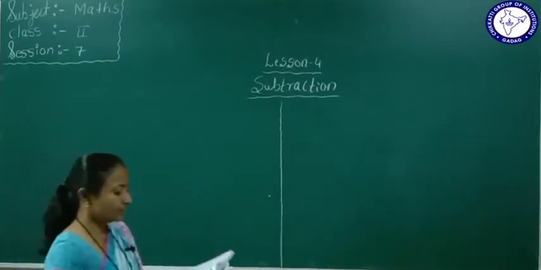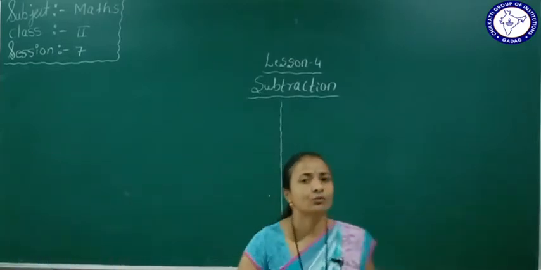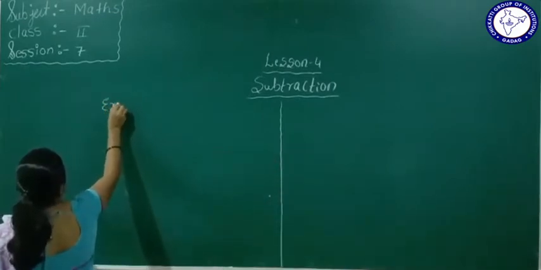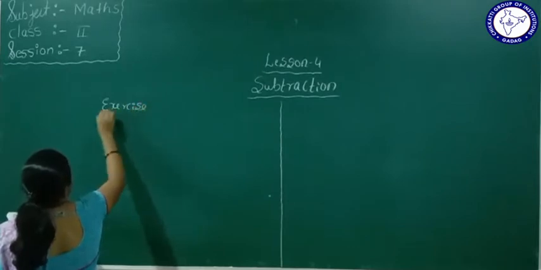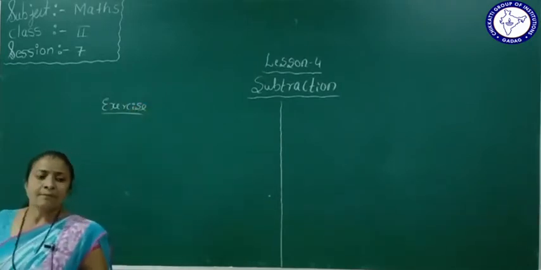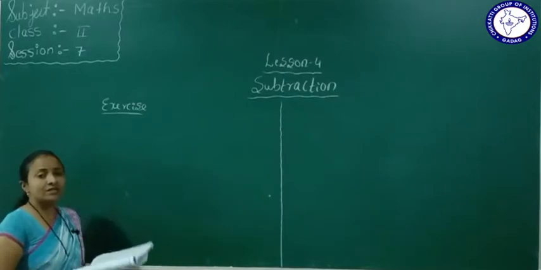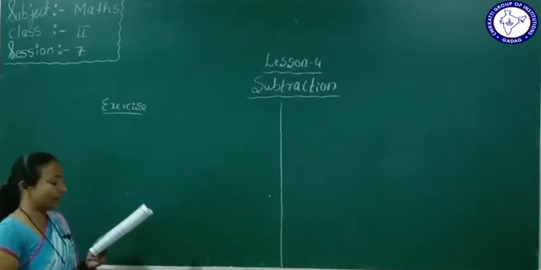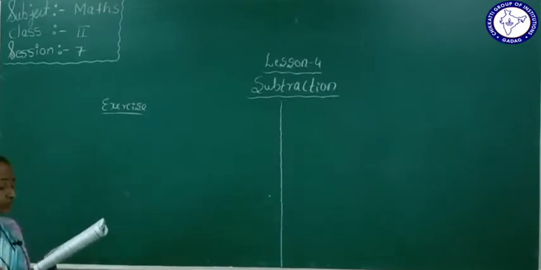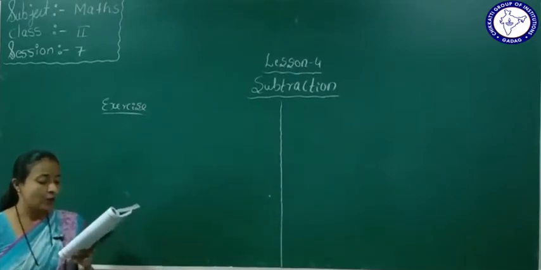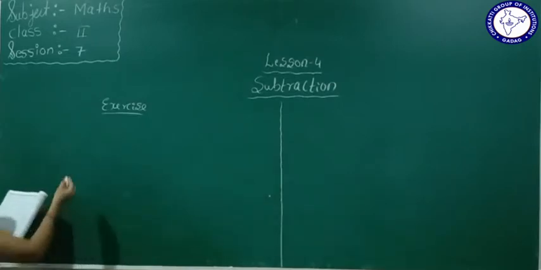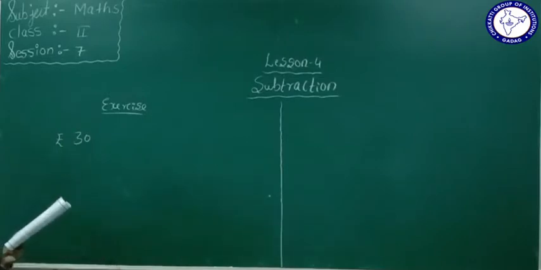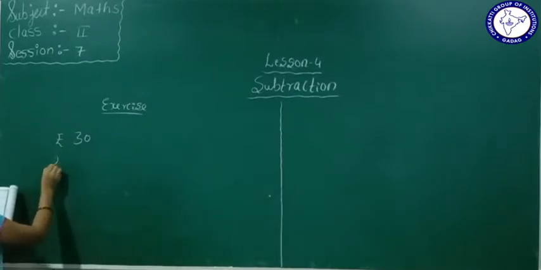It is given here: Mahesh had rupees 30. This is the exercise. Mahesh had rupees 30. If he spends rupees 15, we do this orally. What amount remains with him? He had rupees 30 and he spent how many rupees?